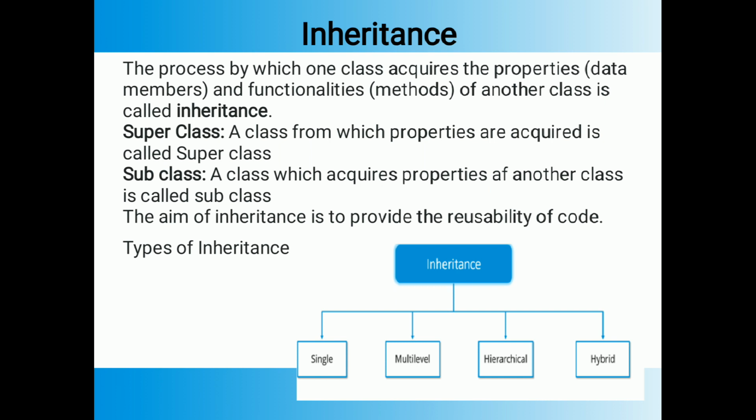Inheritance. It is a process by which a class acquires the properties of another class. Superclass or parent class or base class is a class from which properties are acquired by another class. Subclass or child class or derived class acquires properties of another class. Inheritance provides reusability of code. The types of inheritance are single inheritance, multi-level inheritance, hierarchical inheritance and hybrid inheritance.